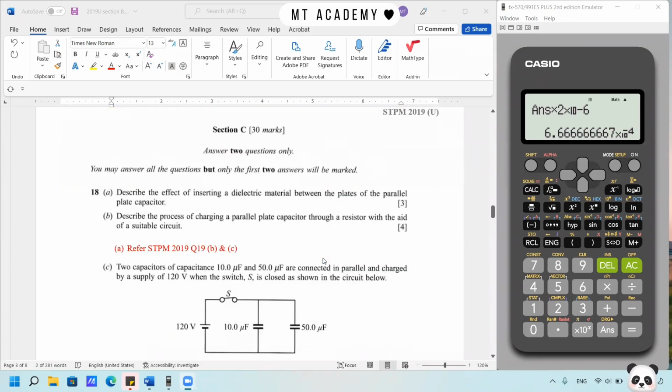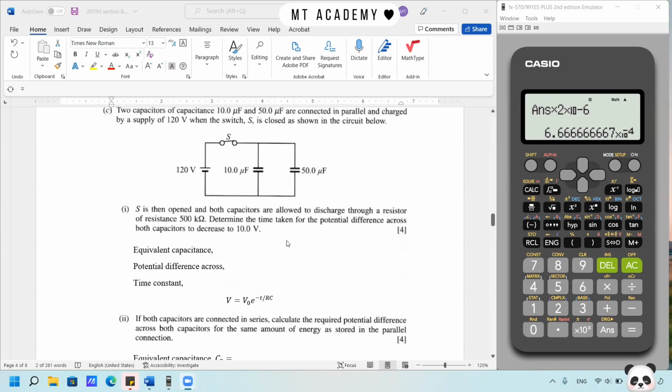Proceed to section C, question 18. Questions A and B are about the dielectric material and also the process of charging of a capacitor, which is similar to the question in STPM 2019. So you also can watch back the video if you haven't done so, and we will skip these two questions and proceed to question C.